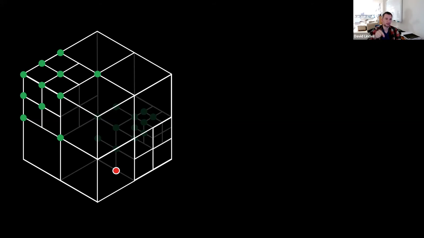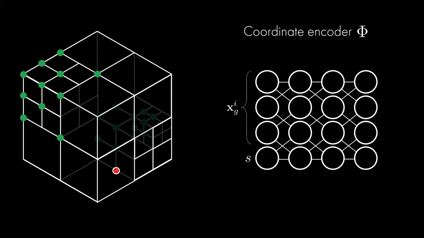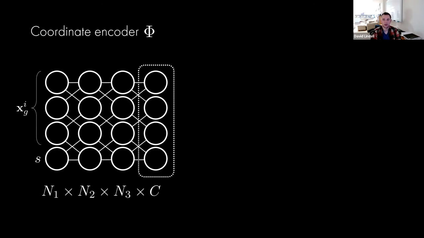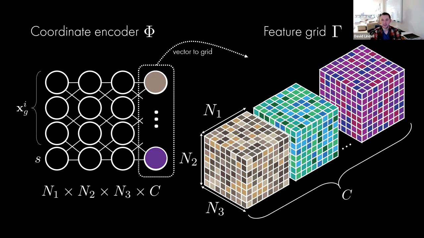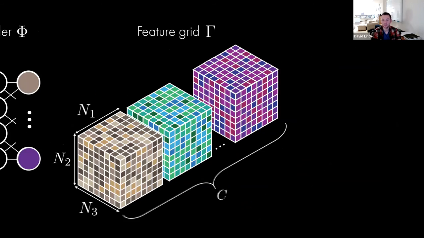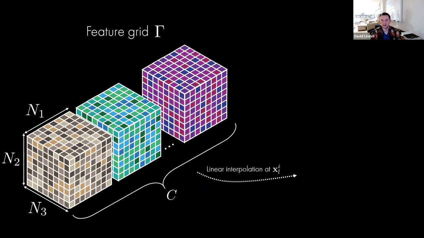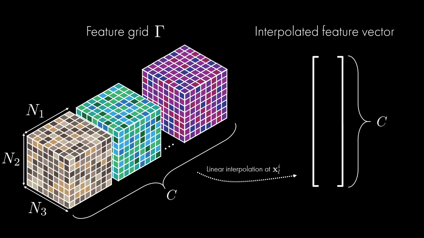And so given the coordinate for a block and the scale associated with that block, we feed this into what we call our coordinate encoder, which will allow us to query any values represented within that block. This coordinate encoder outputs a long vector of features, which we rearrange into a feature grid with multiple channels. So we take this long vector and rearrange it into separate cubes of features, or multiple channels of 3D features. Then for any coordinate within the block represented by these features, we can simply interpolate the corresponding spatial coordinate within that block and extract a feature vector.